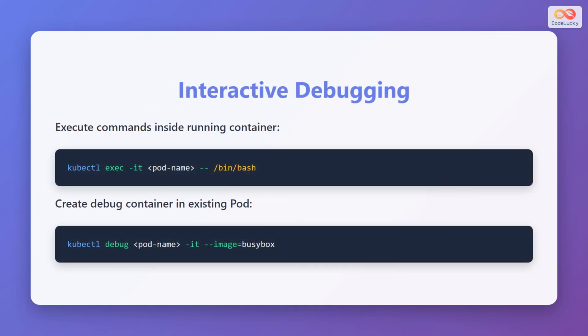Sometimes you need to interact directly with a container to diagnose issues. Use kubectl exec with the -it flags to execute commands inside a running container, such as opening a bash shell. This lets you inspect files, check processes, and run diagnostic commands in the container's environment. For more advanced scenarios, use kubectl debug to create an ephemeral debug container attached to an existing pod. This is particularly useful when the original container lacks debugging tools or has crashed completely.